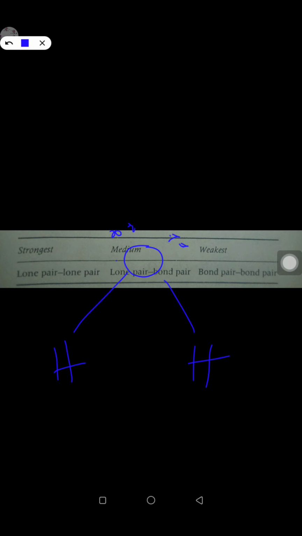And if you check underground, I said lone pair to lone pair repulsion is the strongest. So they are going to push each other. The push is so much that they will be so much apart, and they will equally be pushing this.